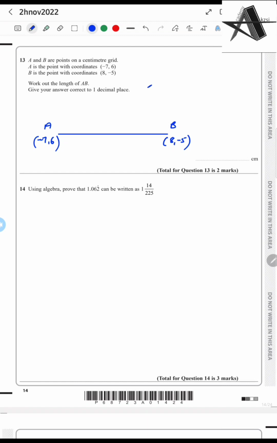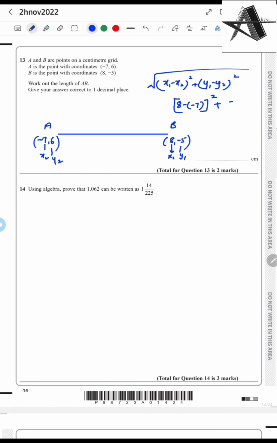The distance formula is the root of (x1 minus x2) whole squared plus (y1 minus y2) whole squared. That's universal, it doesn't matter what two points you have. If you want to calculate the distance between them, always apply this formula. Let me take this one as x1, y1, and this as x2, y2. You can pick any one as x1 and x2; it will not change your answer. 8 minus -7. This is important, pay attention to the signs. Then y: -5 minus 6, whole squared.